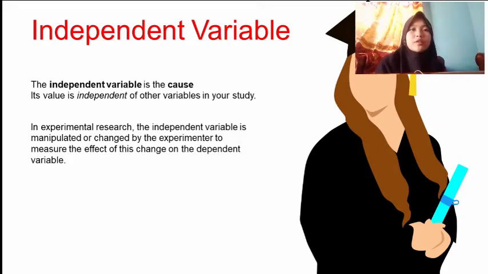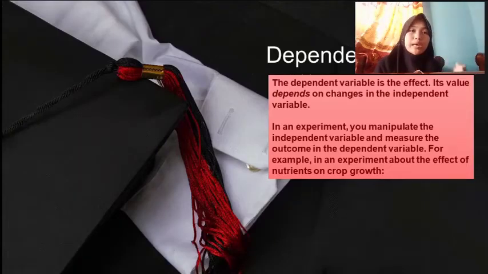So again, the second one, the dependent variable, is the effect. Its value depends on the changes of the independent variable. In the experiments, we manipulate the independent variable and measure the outcome toward the dependent variable. Moreover, the dependent variable is being tested and measured in an experiment, so at the end, the dependent variable is going to be the outcome of our research.